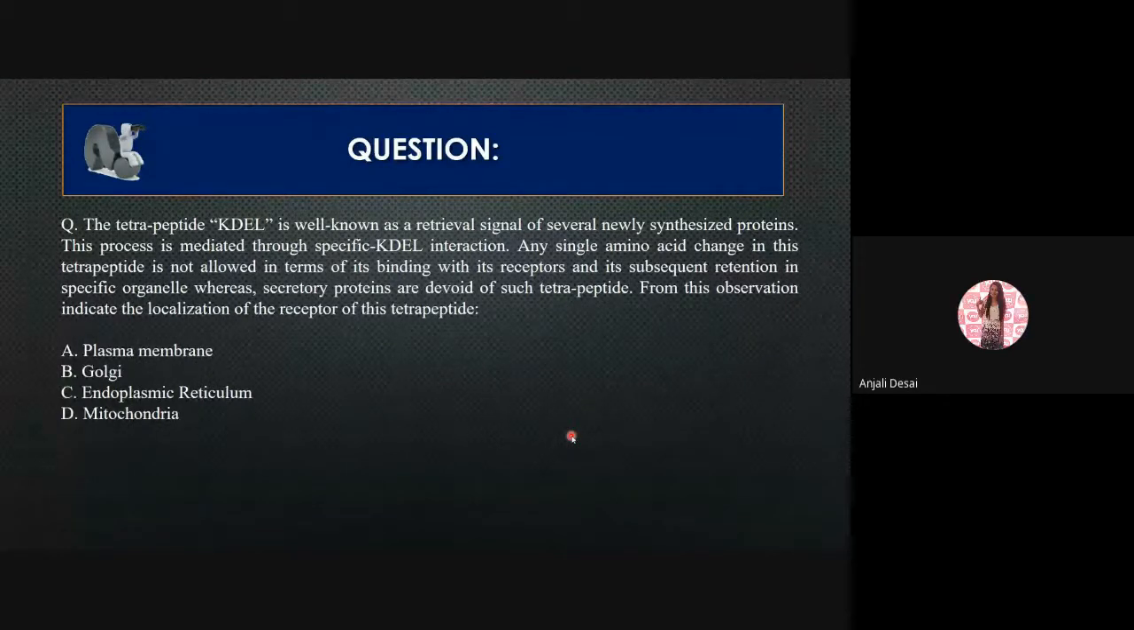Endoplasmic reticulum. Yeah, it is the endoplasmic reticulum. We saw the COPI vesicles, which take the protein with the help of identification of KDEL. So the protein with the KDEL is taken back into the endoplasmic reticulum. So this KDEL receptor is present specifically in the endoplasmic reticulum, due to which the protein is taken inside.